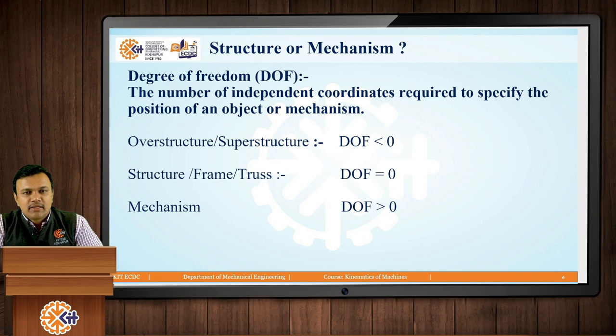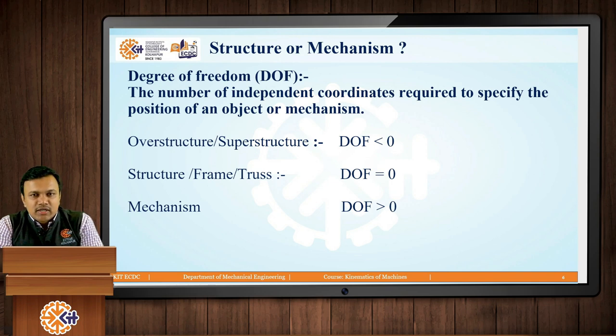And the third part of the definition talks about whether it is an object or a mechanism. So suppose if you are placing an object in a space, it will be related to different degrees of freedom, such as 6. That is, 3 axes we are having as a Cartesian coordinate system, and for each coordinate we can have translatory motion and we can have rotary motion. So 3 translational motions and 3 rotational motions give you 6 degrees of freedom. So talking about structure and mechanism, the degrees of freedom are like this.